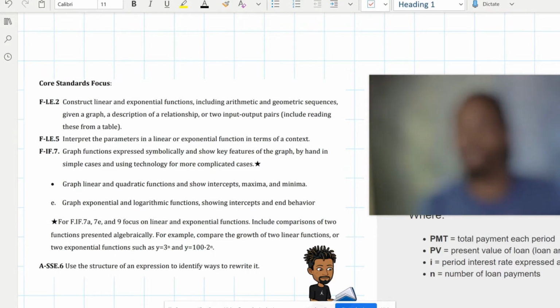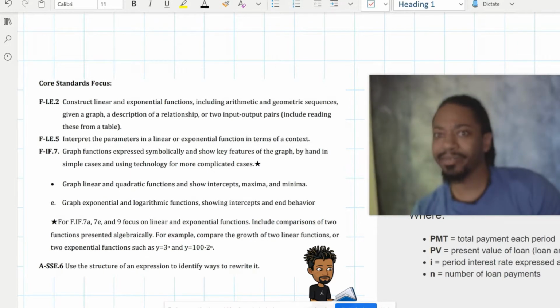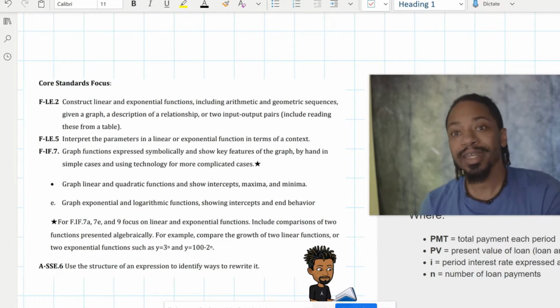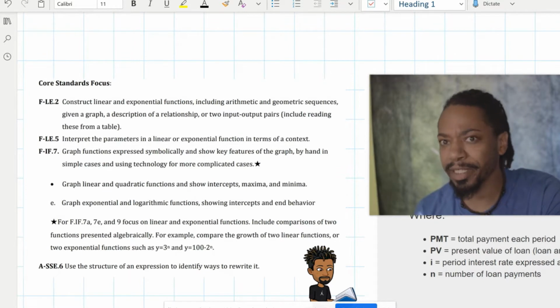Now, you can look those standards up. Feel free to pause the video and read right on through them if you like. But these are the standards we're going to deal with. Now, we're going to be dealing with this in a particular format.